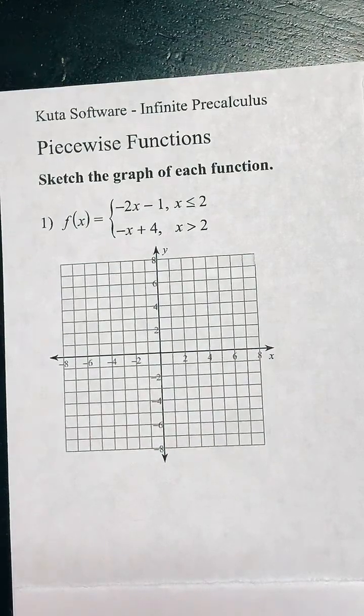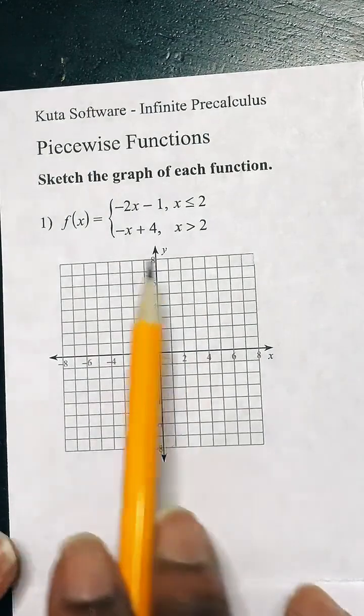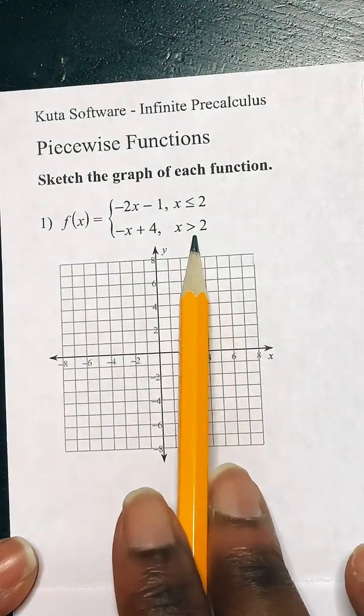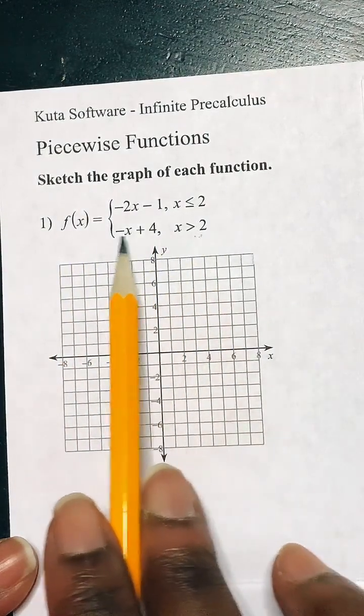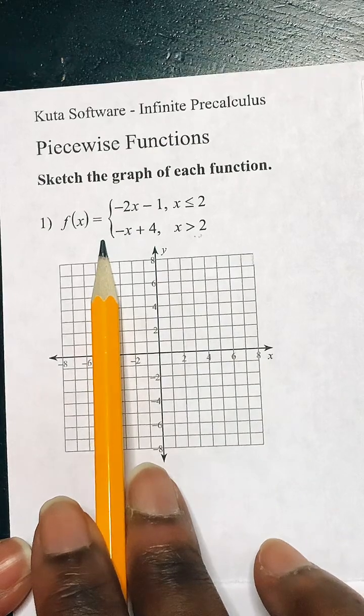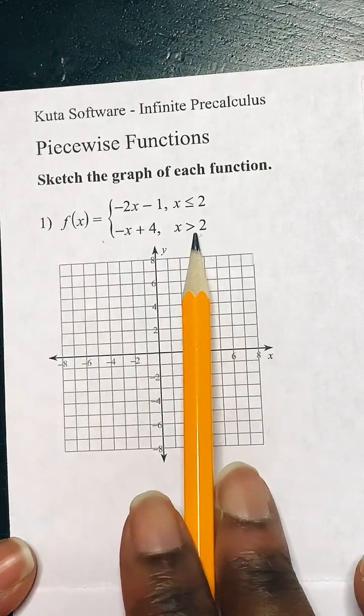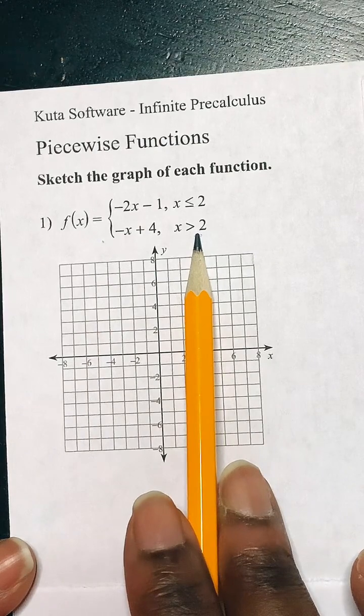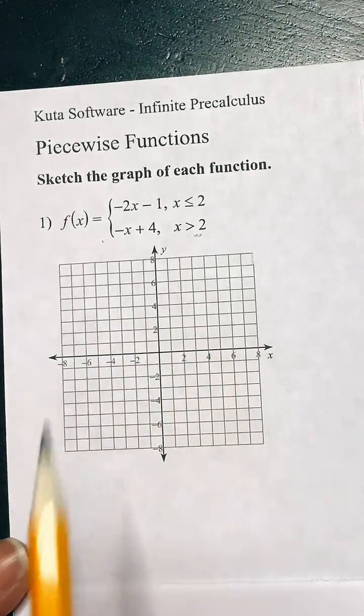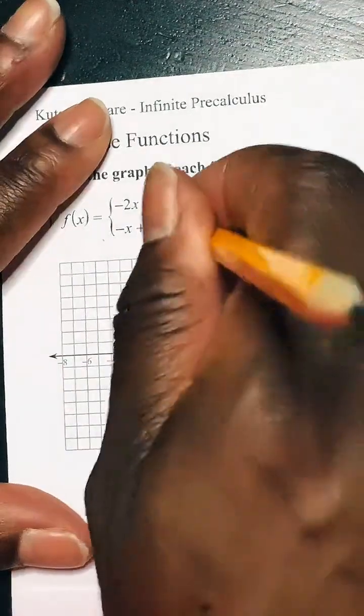Okay, so taking a look, always go from right to left. That's how we do piecewise functions. So if we start on the right, it'll tell me where my boundary line's supposed to be. Where should my boundary line be?